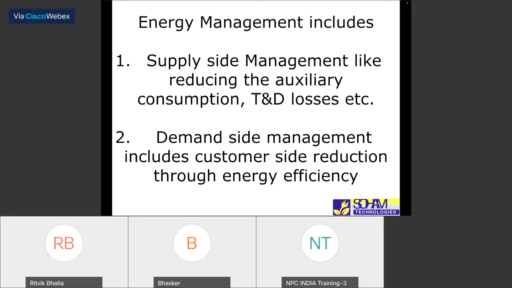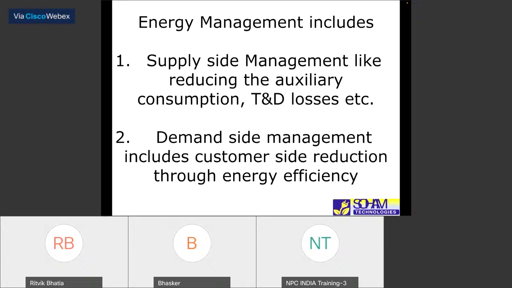Those who are working with the electricity board also have their own consumption, like auxiliary consumption in the power station, T&D losses in the circuitry, and also some commercial losses. So supply side management is about reducing the auxiliary consumption and the T&D losses.